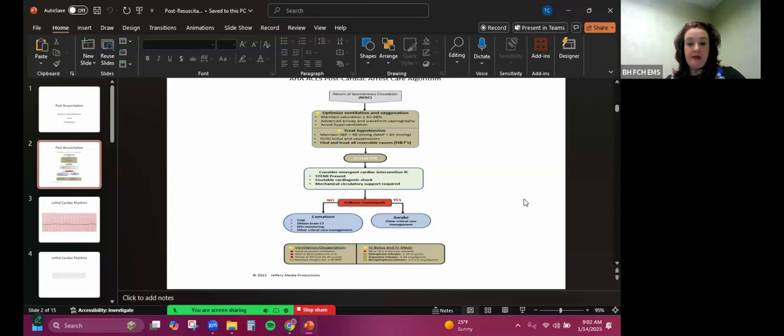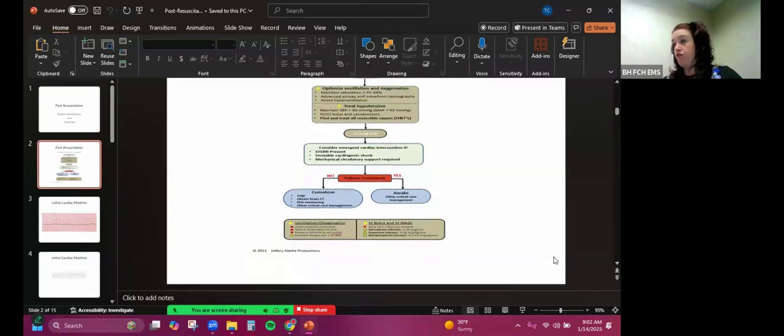Basinger mentioned mechanical circulatory support. So that would be fluids, right? Would we consider a vasopressor? Depends on blood pressure. Okay. Anything else? Lasix, possibly.